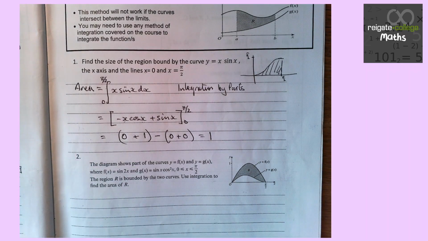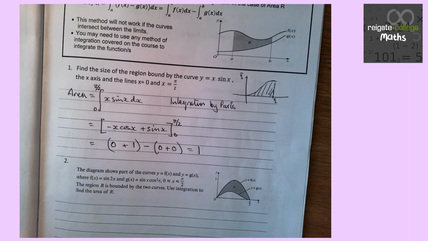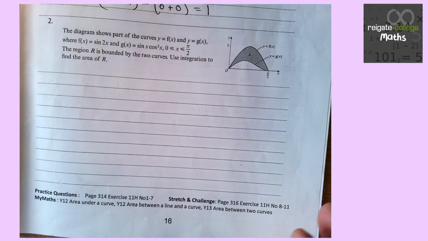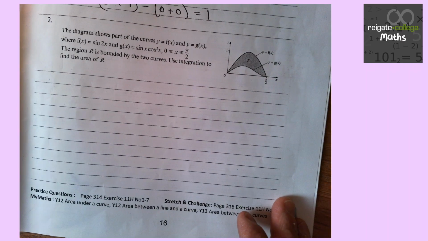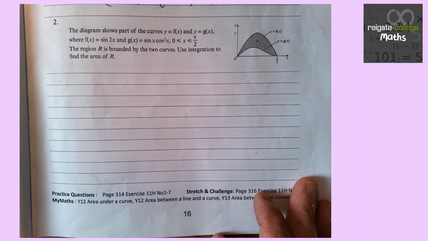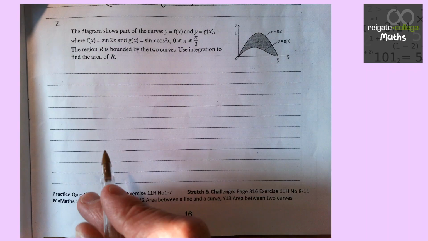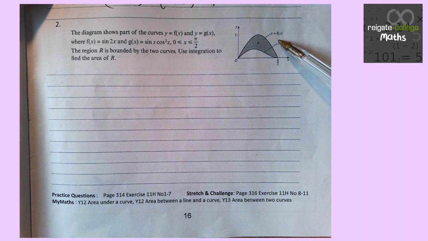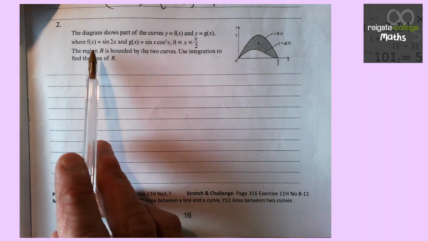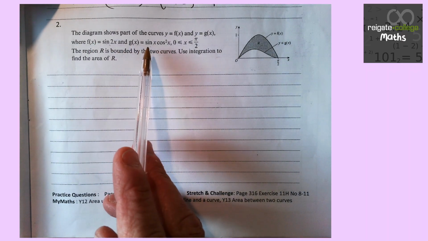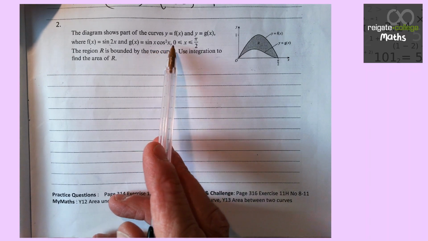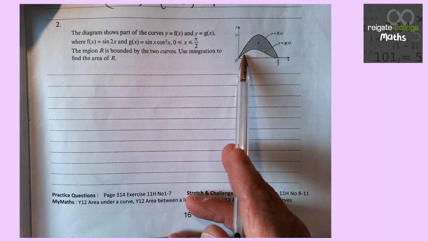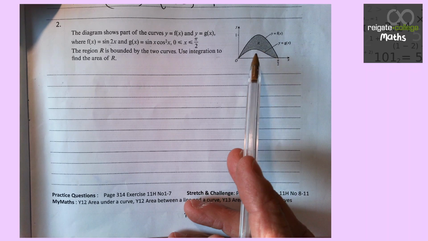Okay, let's have a look at the second question. Get this the right way around. So we've got two curves here, f of x and g of x. f of x is sine 2x, g of x is sine x cos squared x, and we want the area in between them. So we're going to find the area under f of x by integrating, and the area under g of x by integrating, and we're just going to subtract them.